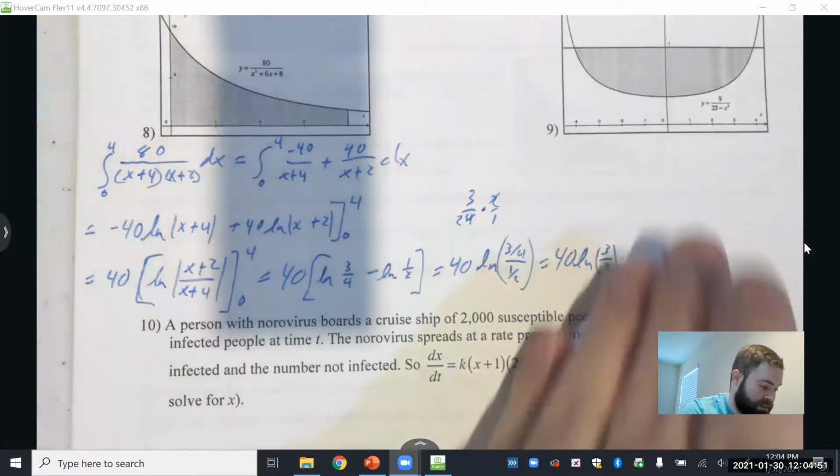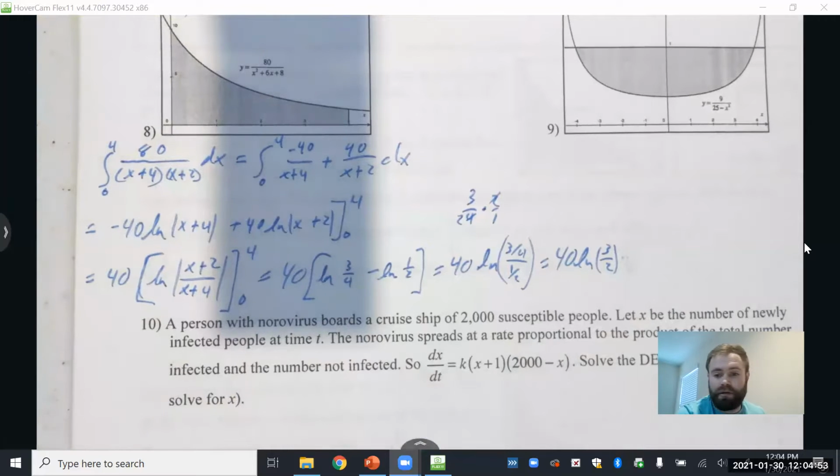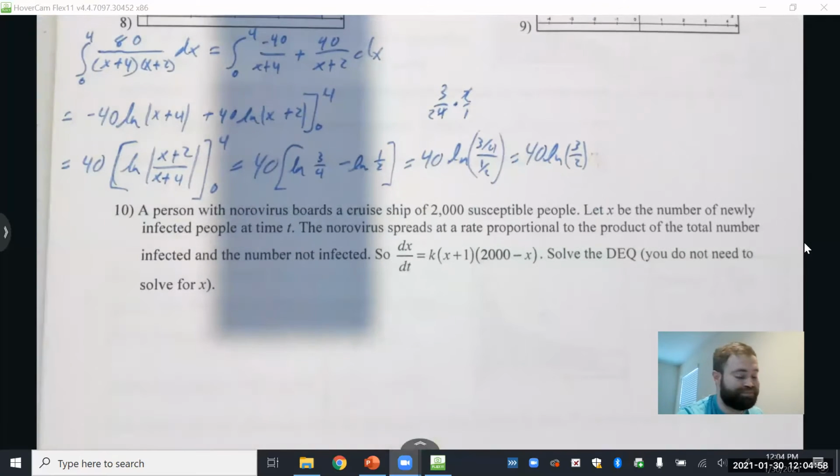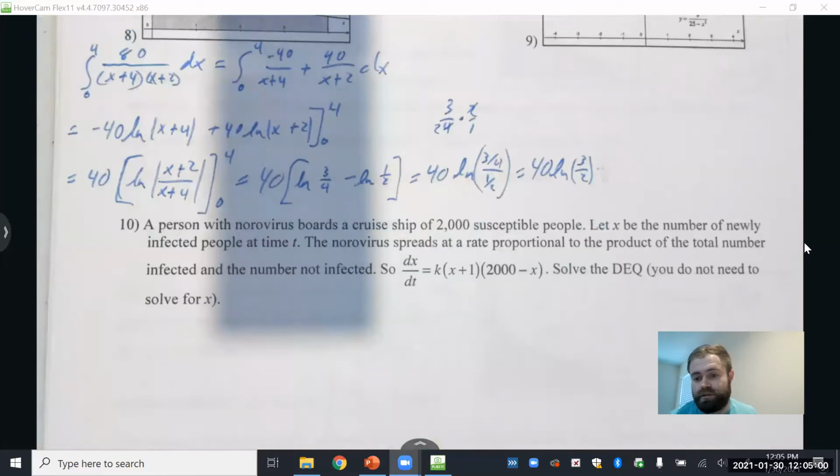Okay, then number 9 would be very similar. We'll probably go over number 10 at the beginning of tomorrow's lesson, as well as do a partial fractions normal problem at the beginning of tomorrow's lesson.